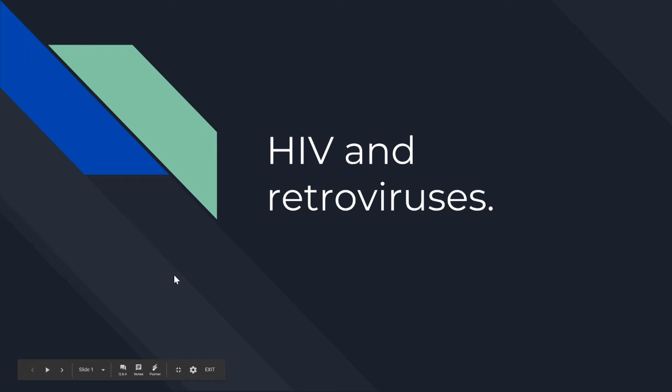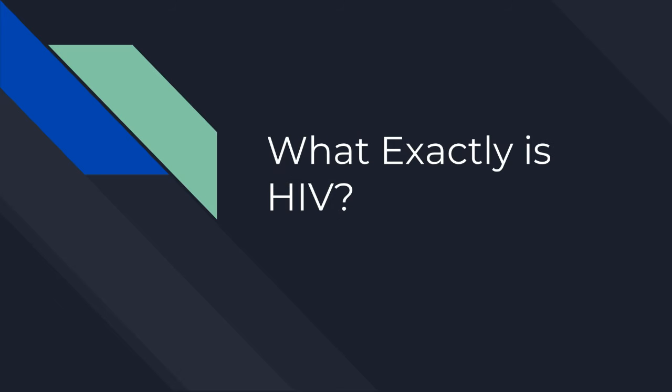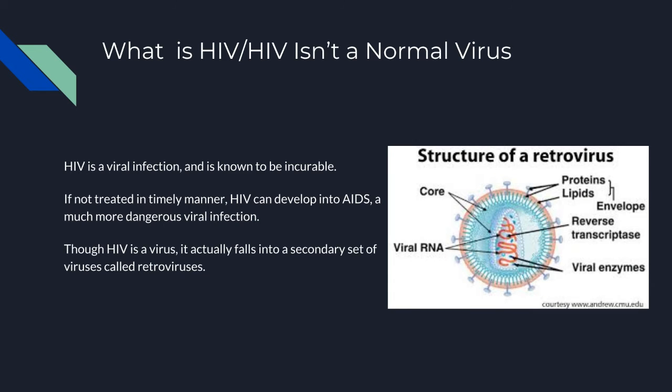Hello and welcome to my section of the presentation, which goes over the basic facts of HIV and what exactly is a retrovirus. You may be wondering, well, what exactly is HIV? HIV isn't actually a normal virus though, even though it is considered a viral infection and is considered incurable even to this day after many years of research and treatment. And if it is not treated in a timely manner, it can develop into AIDS, which we all know is a much more dangerous viral infection.